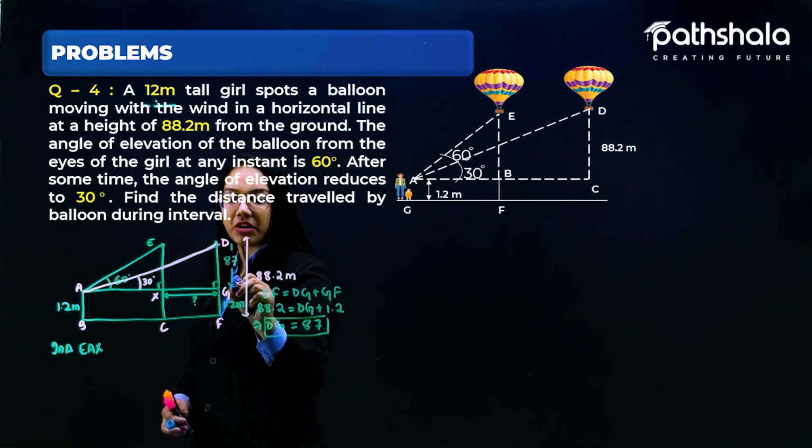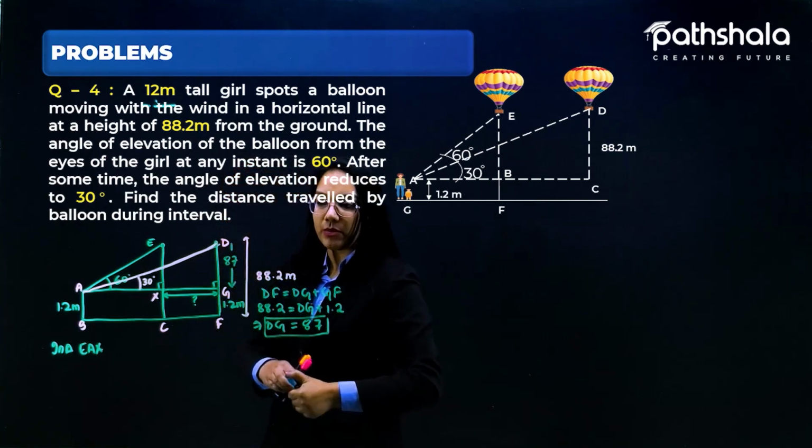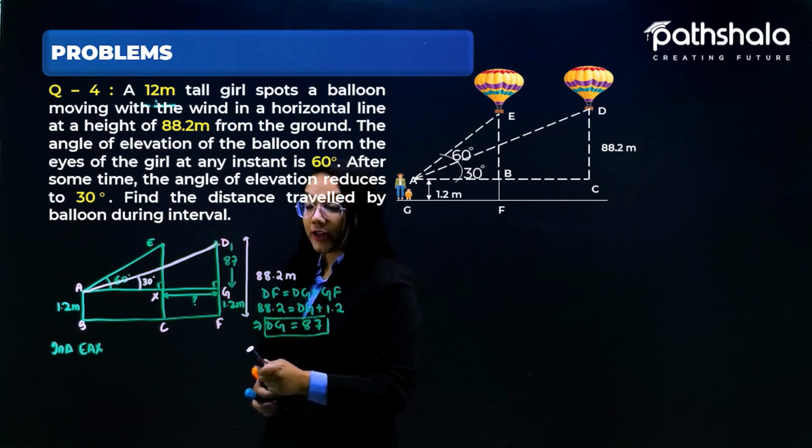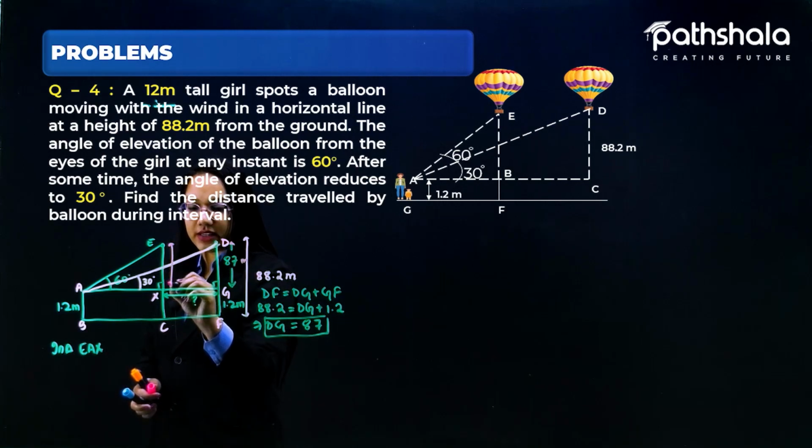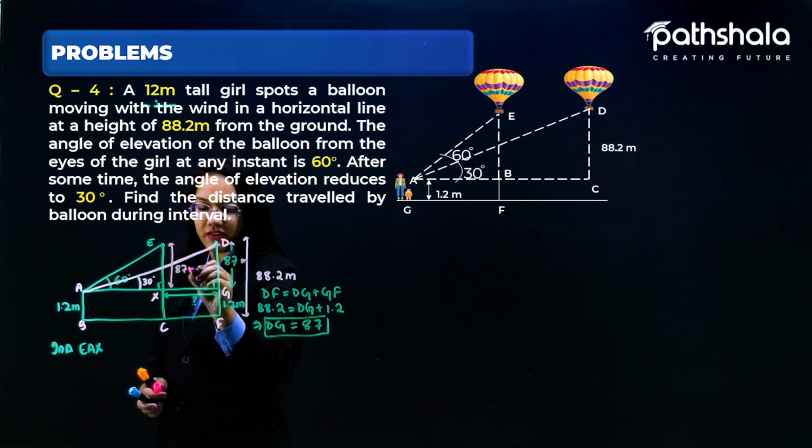Now if this is 87 meters, then you can also see that this height is also 87 meters. This is also 87 meters.